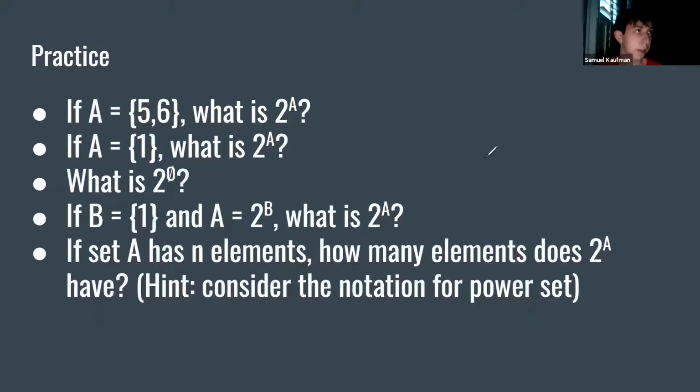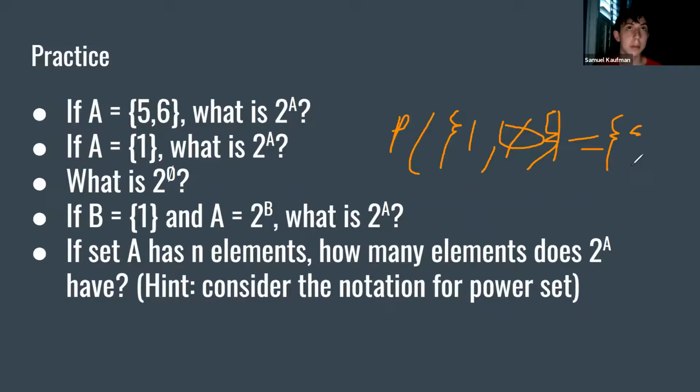So the power set of B is going to be 1 and the null set. So that's all the subsets of B. And then we're going to take the power set of that. And this is going to be just the same thing. We're going to have 1, and we're going to have the empty set. So this one's kind of similar in that you can take the power set as many times as you want, and you get the same answer.